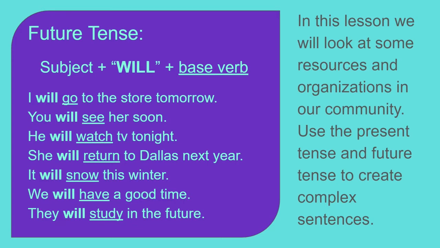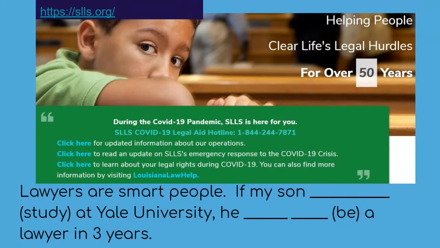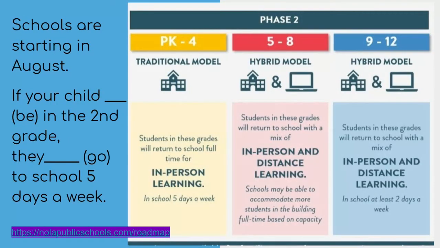During this lesson, and we'll go through the rest of these slides pretty quickly, we're going to look at some organizations in our community, and we're going to use the present tense and the future tense to create complex sentences. And we have some different organizations for you to look at and some sample sentences. We won't read them all to you right now, but you should look at these sentences before class so that you will be able to discuss them with your teacher and your classmates.